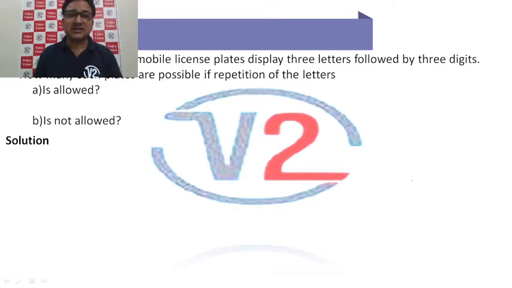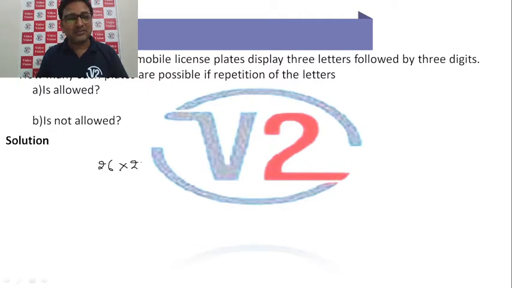In certain states, an automobile license plate can be displayed as 3 letters followed by 3 digits. Now, how many such plates are possible if repetition of the letters is allowed or not allowed? Now, 3 letters followed by digits. It means we have 26 letters, so letters can be selected. If repetition is allowed, then it will be 26 into 26 into 26.